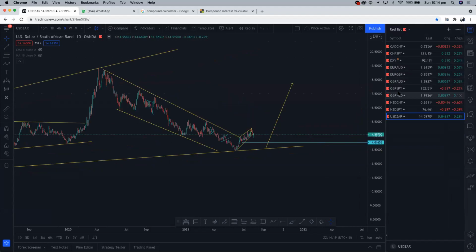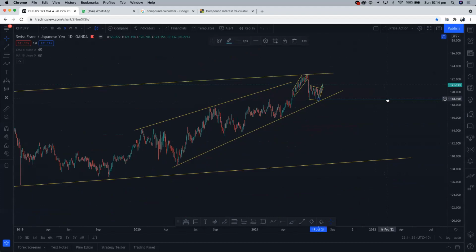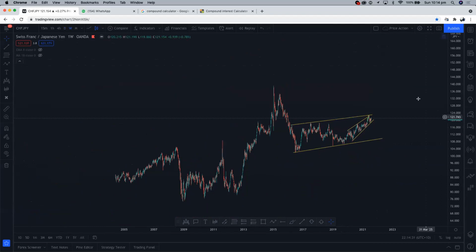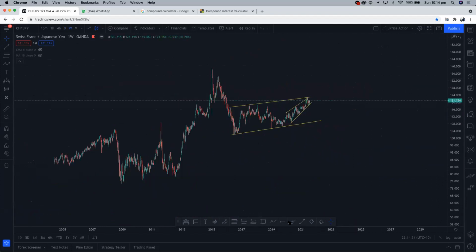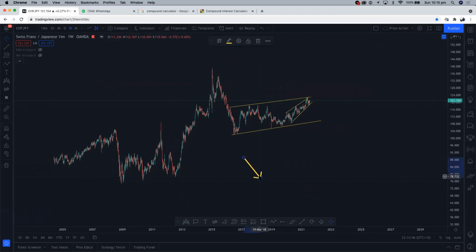So on CHFJPY here, again, we look at the higher time frames. So if you go on the weekly, we can see what price is currently doing. As you can see, this is clear on the weekly. Price has moved like this. Let me make this very thick. Okay, right. Let me show you something on this pair. So you can see that price has moved here in a corrective manner, in a reversal style.